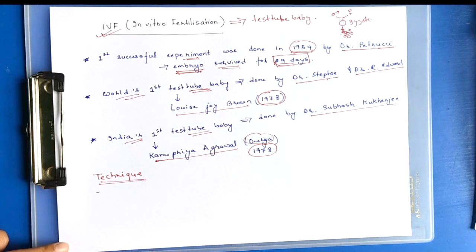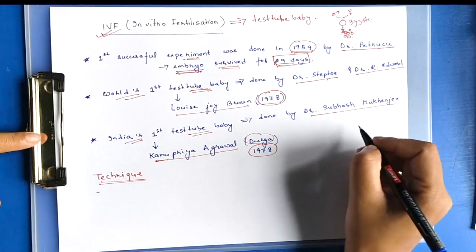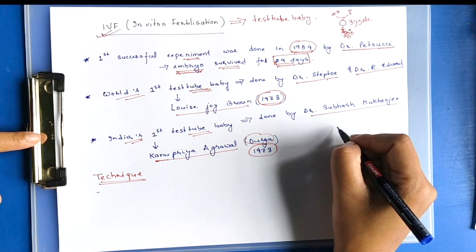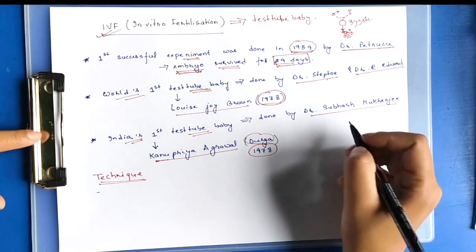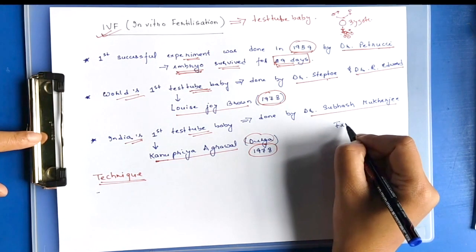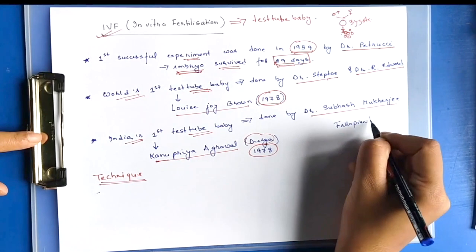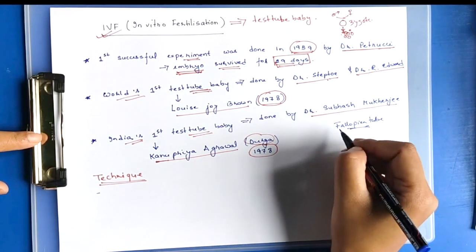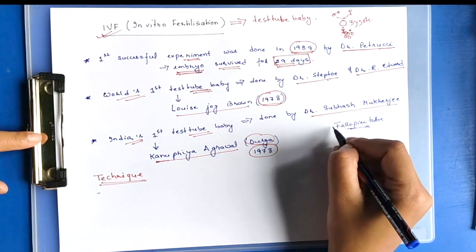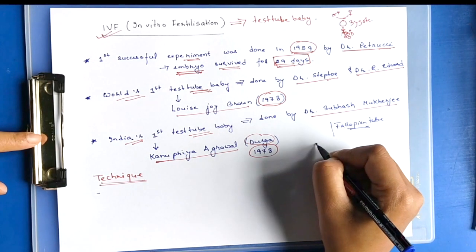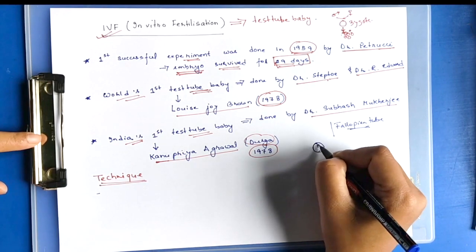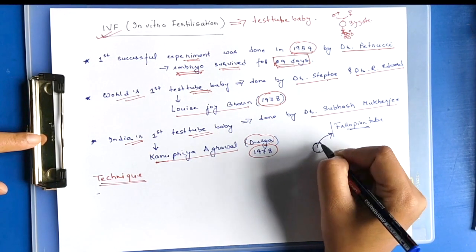In vitro fertilization is used because the woman's fallopian tubes are blocked. Normally fertilization, the fusion of egg and sperm, takes place in the fallopian tubes. If the woman's fallopian tubes are blocked, then the egg from the ovary cannot travel through the fallopian tubes.